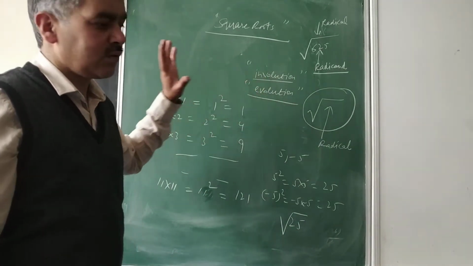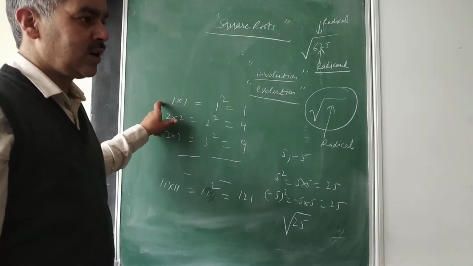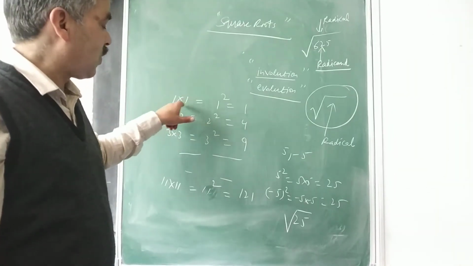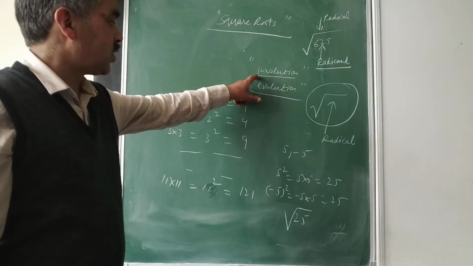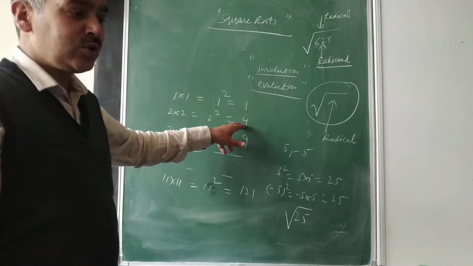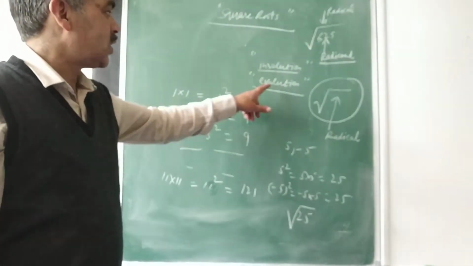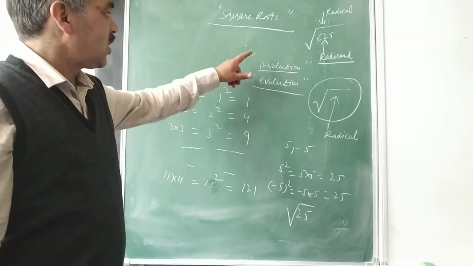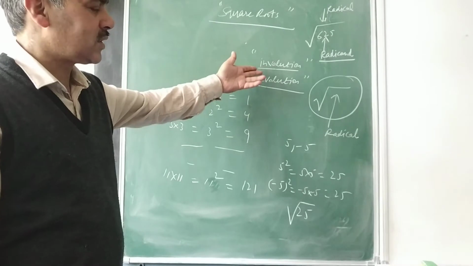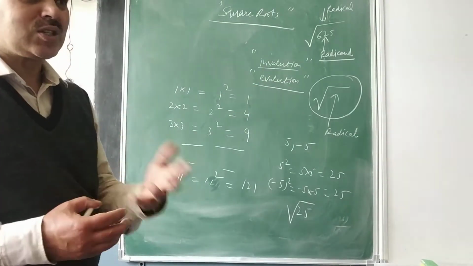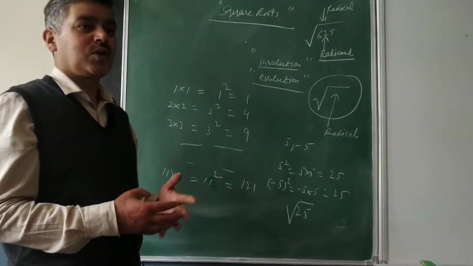Involution is the opposite of evolution. If you are taking the square, that is involution, 1 into 1, and the square root of 1 is 1. 2 into 2 is the involution and that results in 4. The square root of 4, the opposite of that, is 2. That is the evolution. So involution is the opposite of evolution and vice versa. As I said, addition is the opposite of subtraction and vice versa. Multiplication is the opposite of division.